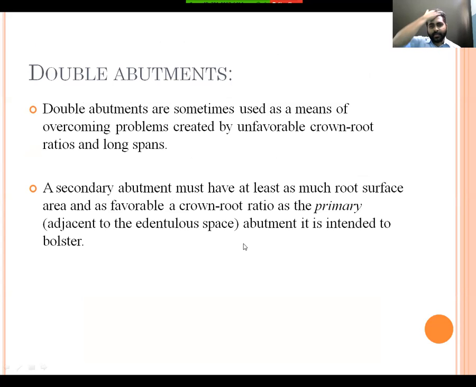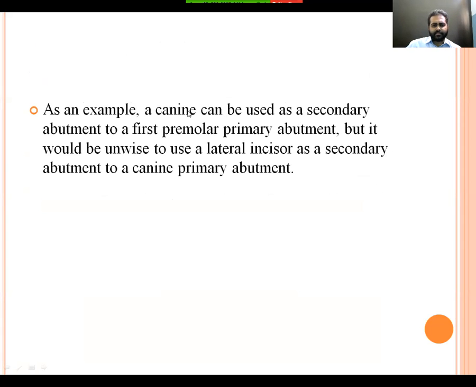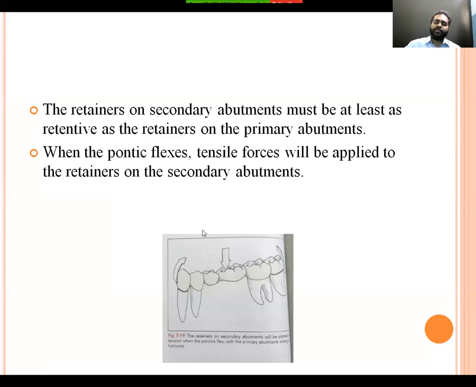When we go for double abutments, we make sure that they are parallel to the path of insertion. They should have a proper favorable crown-root ratio, and the length of the span should be managed with the help of proper anti-rotation features. Okay. Now the canine can be used as a secondary abutment to the first premolar as a primary abutment, because if a number of teeth are missing, we can use the canine as a primary abutment if the premolar is missing.